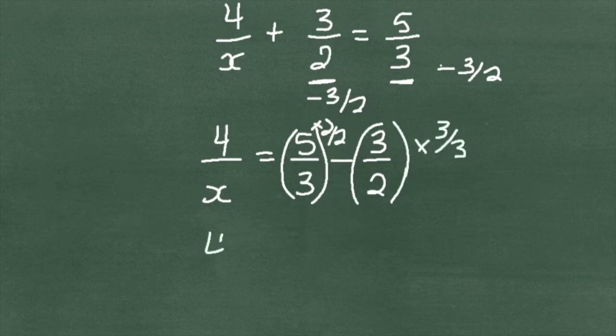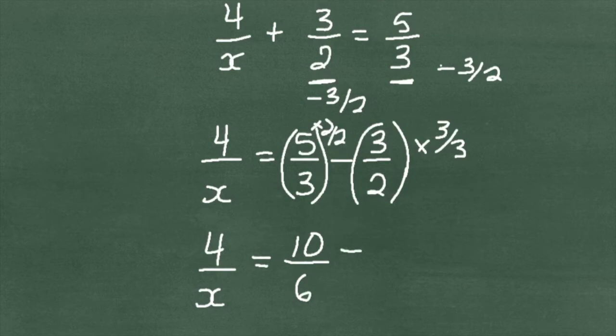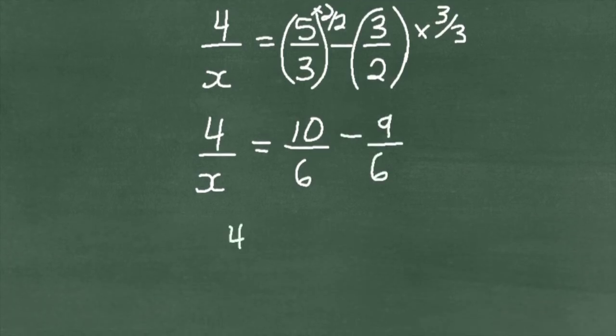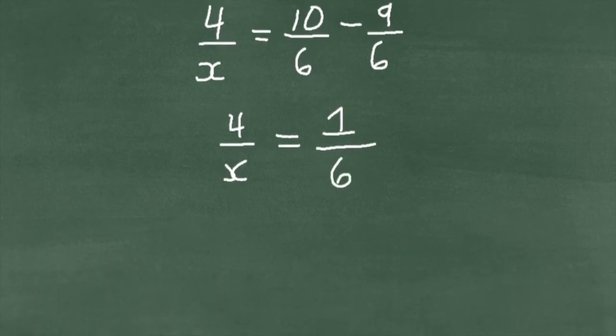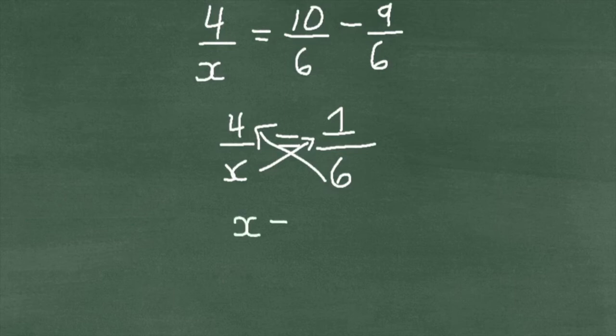And I'm going to be left with 4 over x on one side and 10 over 6 minus 9 over 6. Now I have a common denominator, so 4 over x is equal to, well, 10 minus 9 is just 1 over 6. Now I can do method 2, which was cross multiplication, because I have a fraction on either side of the equal sign. And if I do that, keeping my x's on the right side, because I favor that, x is equal to 24. And that is the answer.